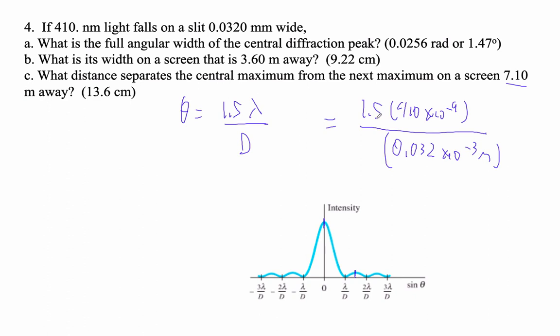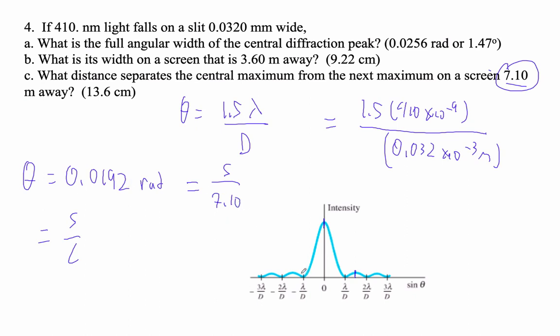So 1.5 times 410 times 10 to the minus 9th divided by 0.032 times 10 to the minus 3rd gives the angle in radians, 0.0192 radians. Then theta is equal to S over L, so that equals whatever that distance is divided by L, which is 7.10. So multiply this by 7.1, and holy cow, I get the right answer. S is 0.136 meters, or 13.6 centimeters.